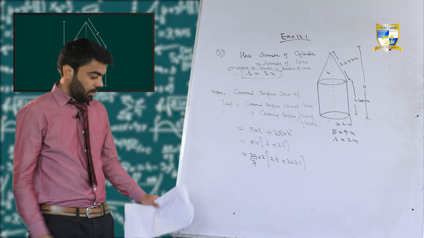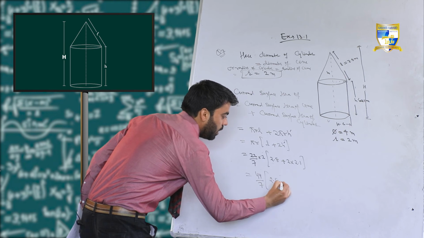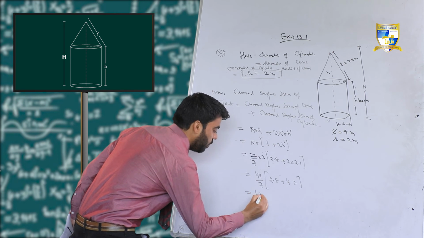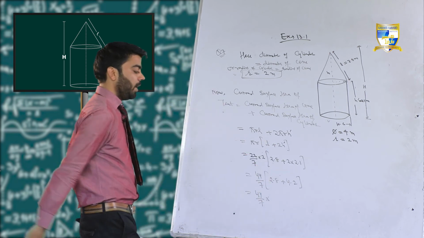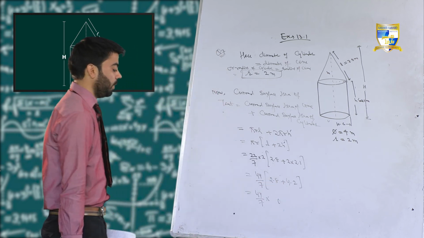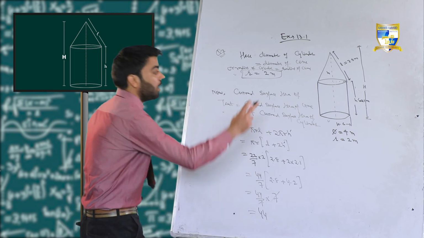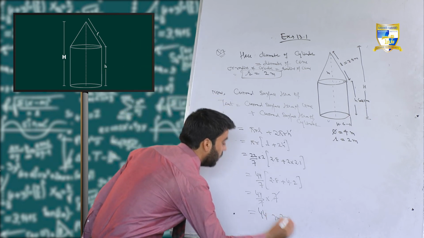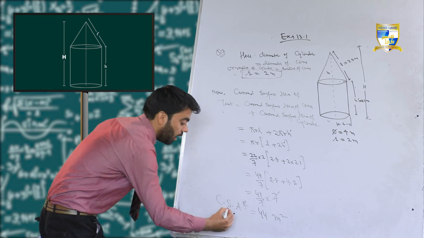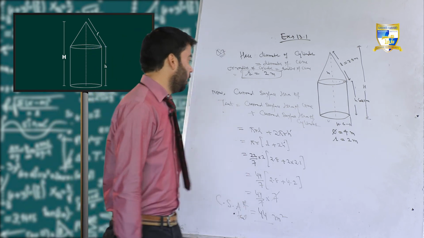So now simple mathematics. That is 44 divided by 7. 2.8 plus 4.2 will be 7.0, that is 7. So 44 divided by 7 multiplied by 7, the 7s cancel out. It will be 44. The unit is meter, so we will write meter square. That means the curved surface area of the tent, C.S.A. of the tent, is equal to 44 meter square. But the question is more than this.